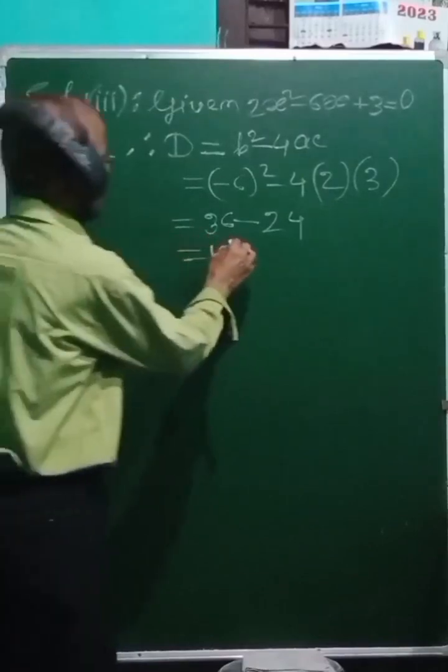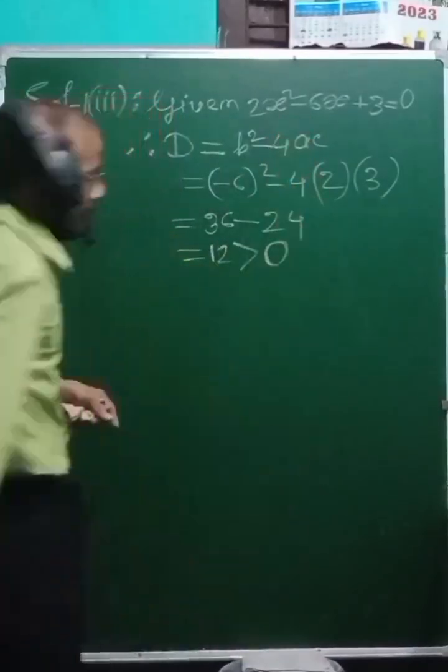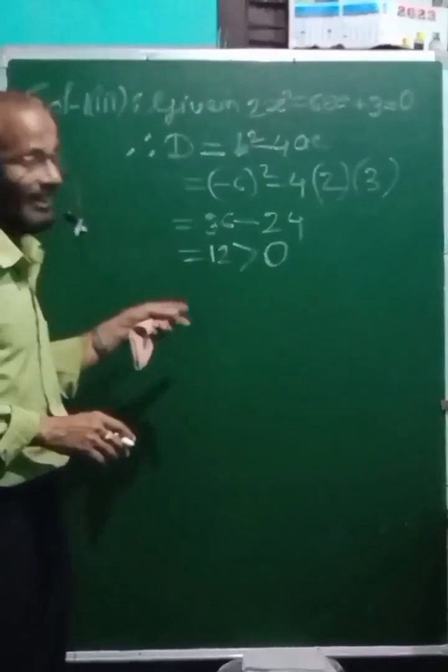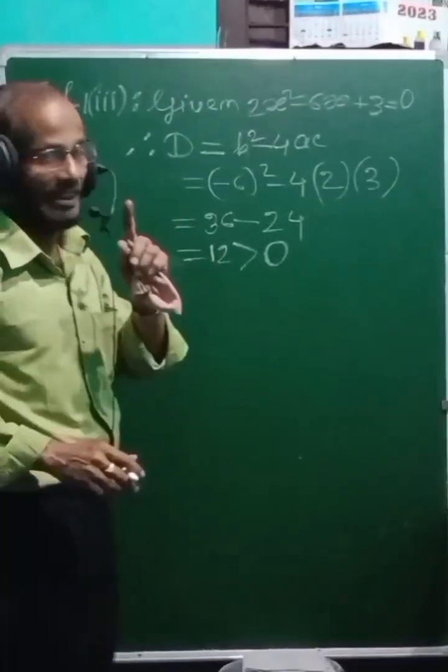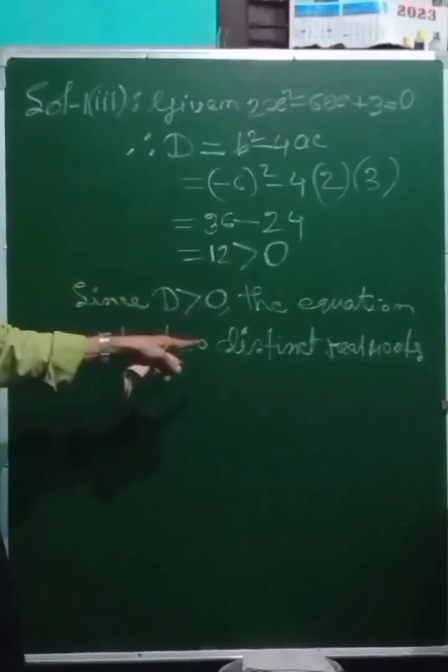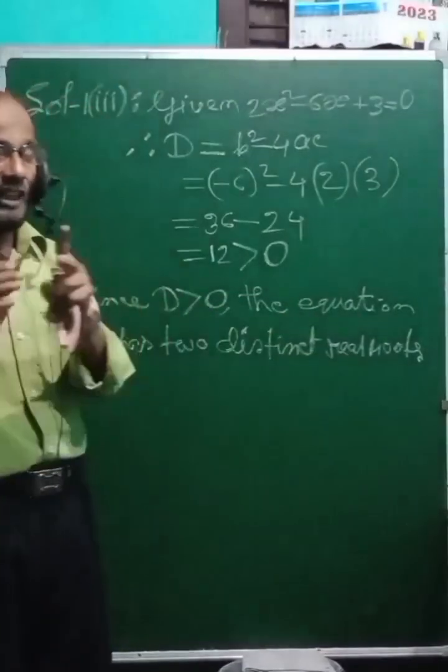This 12 is greater than 0. From the knowledge that if the discriminant is greater than 0, then the equation has two distinct real roots. Since D is greater than 0, the equation has two distinct real roots. So this is the answer of the first part.